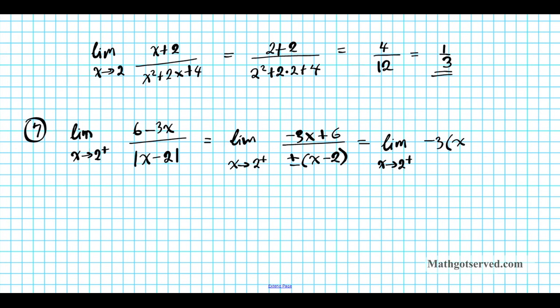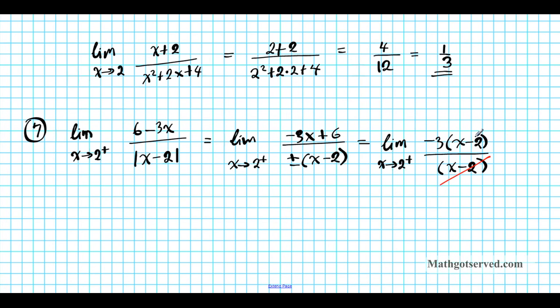So we're left with x minus 2. And the denominator, since we're approaching 2 from the right, we're going to take the positive piece of this plus or minus sign. So it becomes positive x minus 2. Okay? Had it been we're coming from the left, this would be negative. Okay? So since we're coming from the right, this is positive. We take the positive piece.